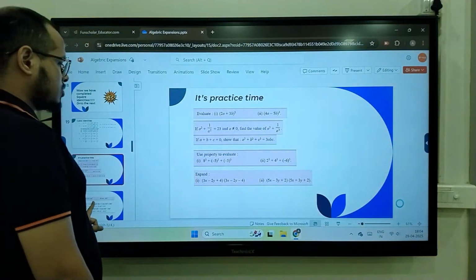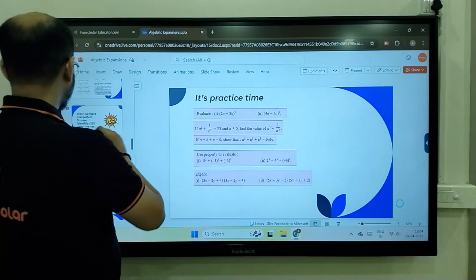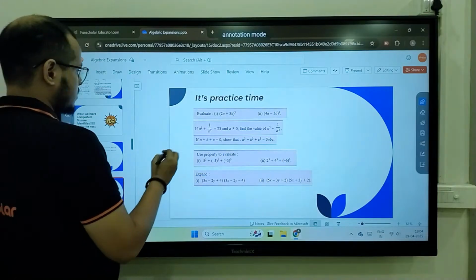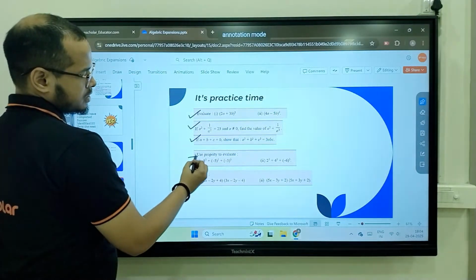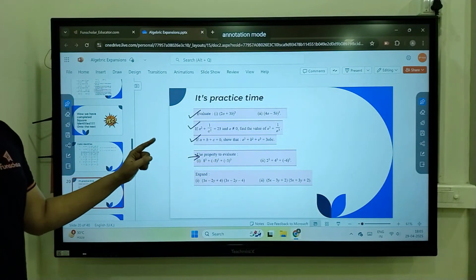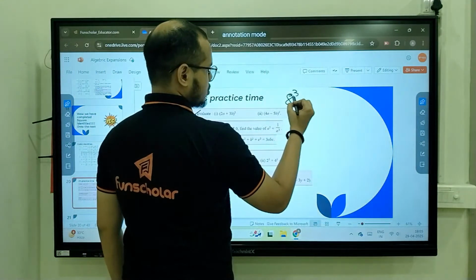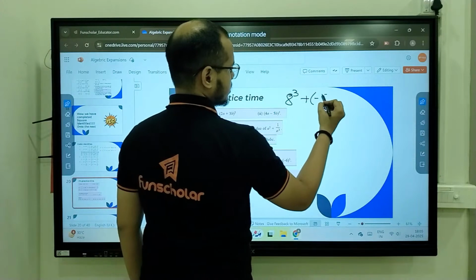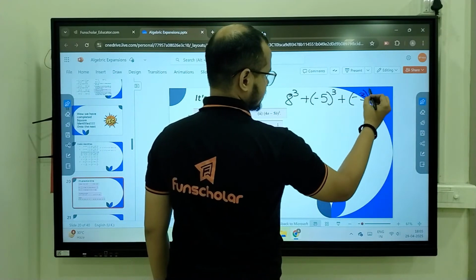Okay, so we have done this one. So what are the sums that we have done? We have done this one, this one, this one. Now look at this. Use property to evaluate 8q plus minus 5q plus minus 3q.